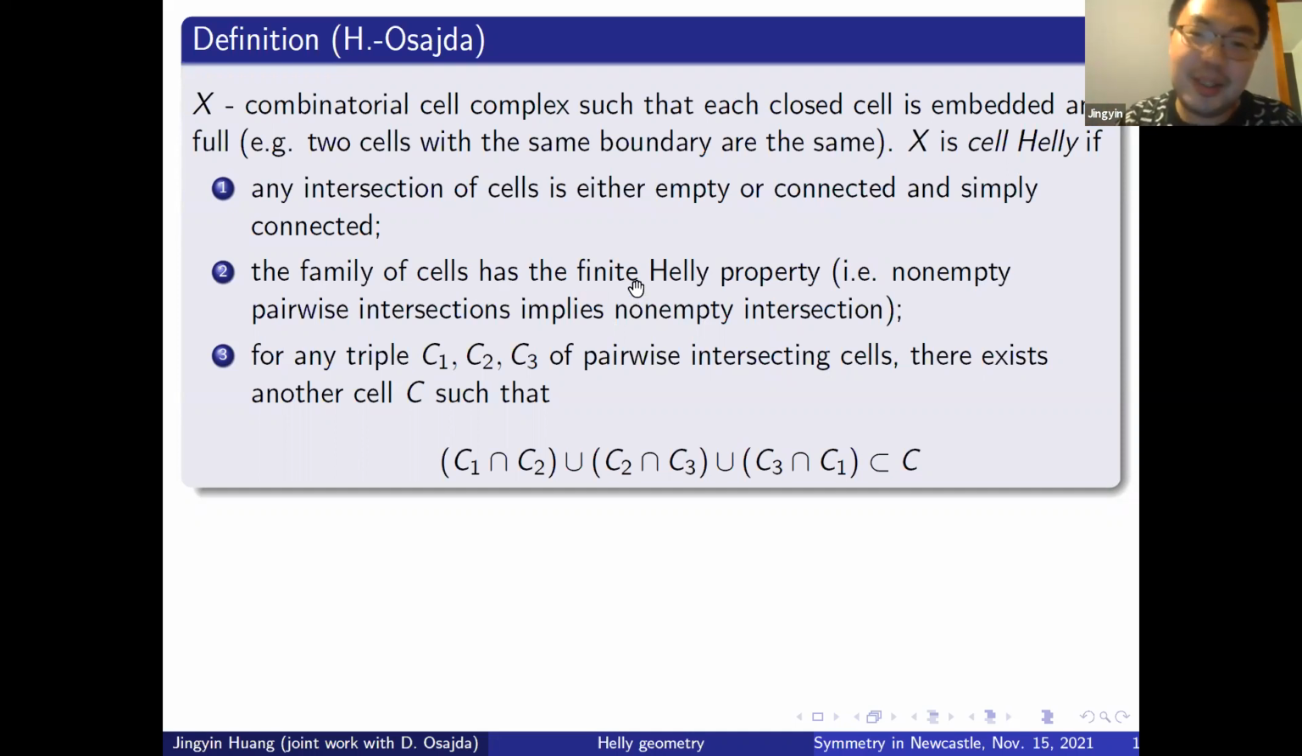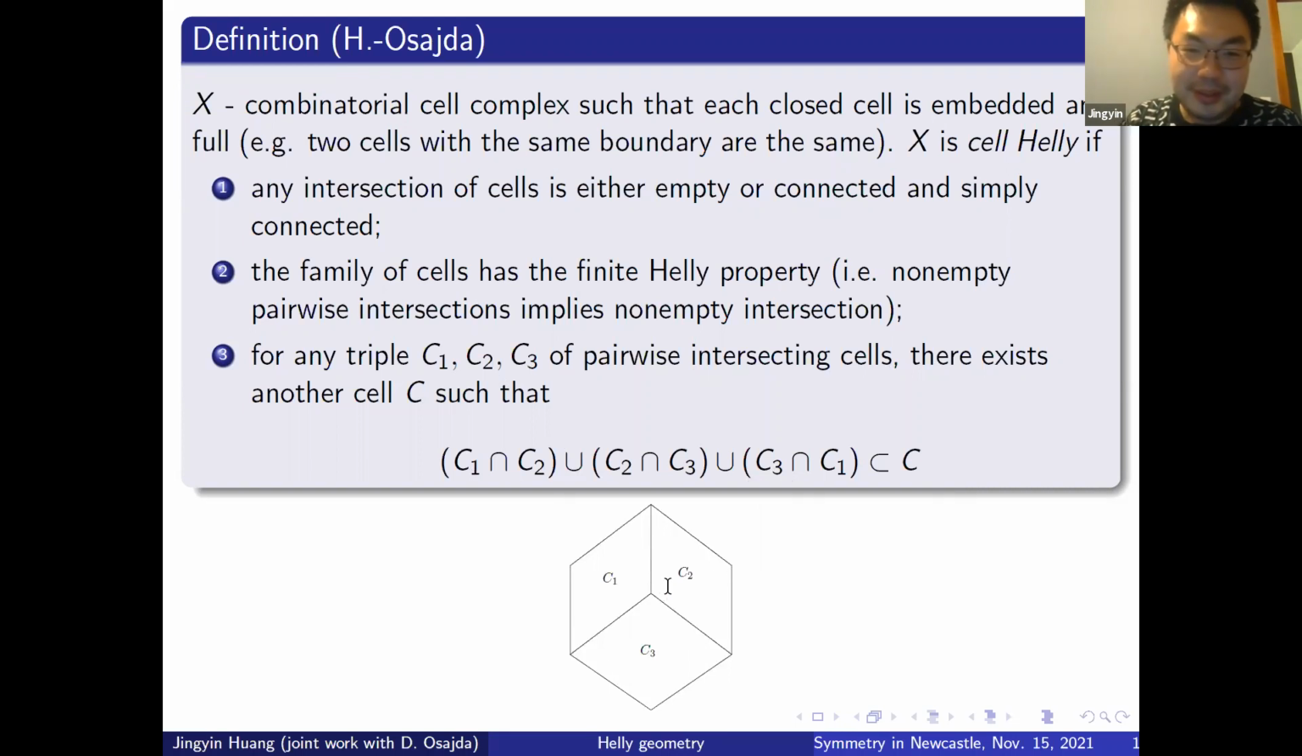So this is the kind of condition which allows you to work with the nerve. Okay, and then the third condition is the most interesting condition. So that's where the non-positive curvature came from. It basically says that if I have three cells C1, C2, C3 that pairwise intersect, then I claim that there exists another cell which contains the union of the double intersections. Okay, so this condition is a bit mysterious, but it's going to be easy once we look at this picture.